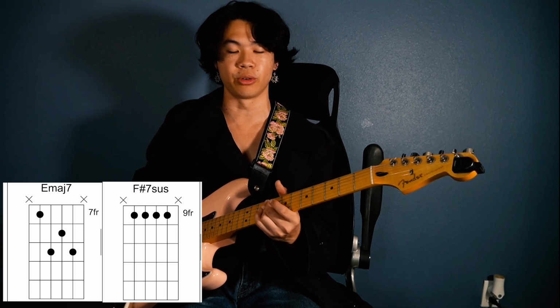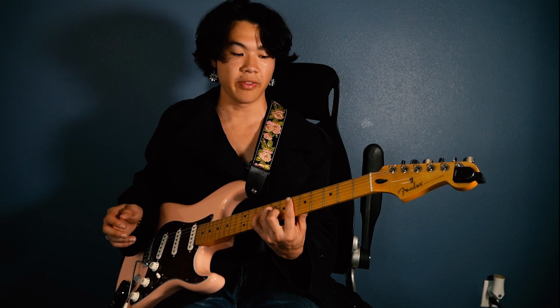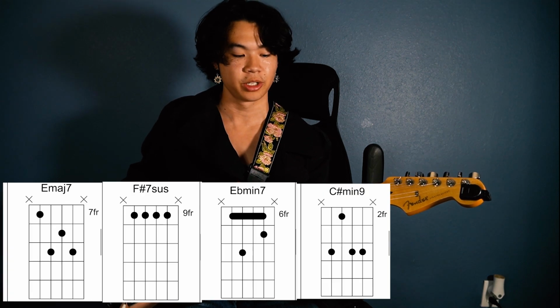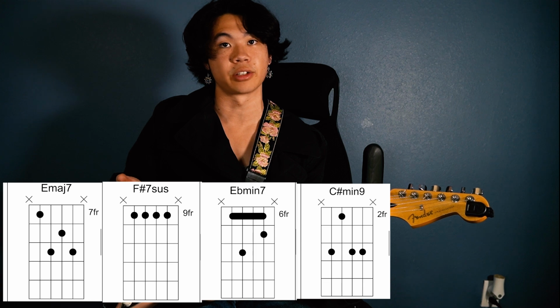And then I went to the 3 chord, which in this case is an E flat minor 7. And then I adhered to the other principle of ending on the 2 chord. I did a 2 minor 9 chord. So this is a C sharp minor 9 chord. And that was my first ending. Remember how I talked about the ending?